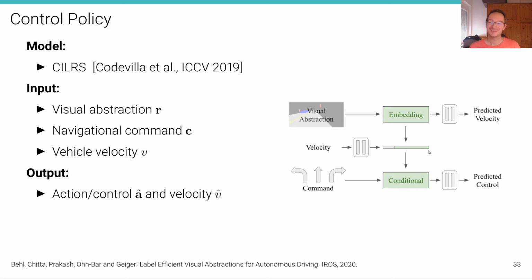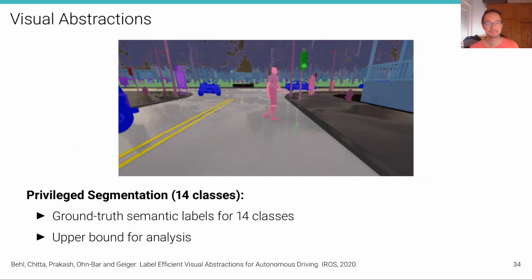And the output is then the action or control A, and also the velocity, which is used also by SILRS as a regularizer to avoid some of the causal confusion problems that occur. And then we optimize a standard imitation learning loss where we minimize the discrepancy between the predicted action and the ground truth action, and the predicted velocity and the true velocity.